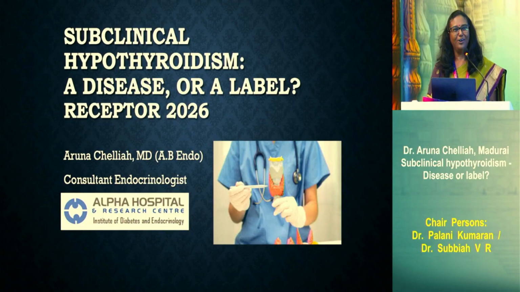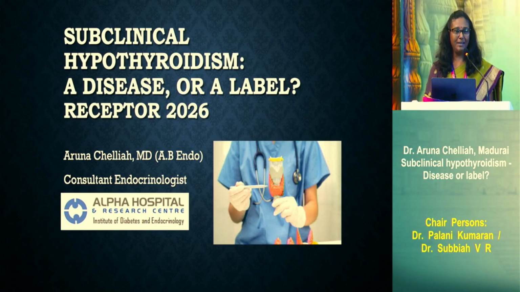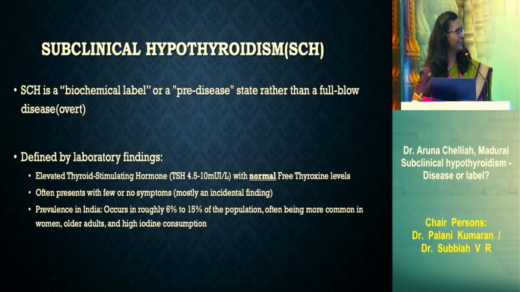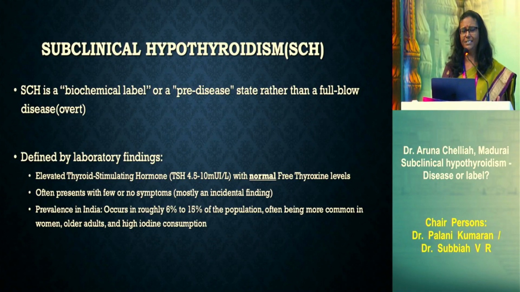So, yeah, following this, we can say subclinical hypothyroidism, a disease or a label, whether to treat or not to treat, you can keep on going. Let's first go ahead and see what it is. By definition, it is just a biochemical label. Or you can go like pre-disease state, like pre-diabetes, that can eventually become a full-blown or overt hypothyroidism.